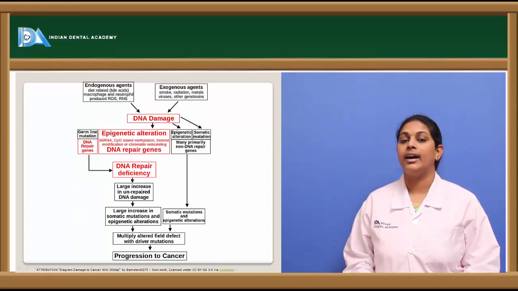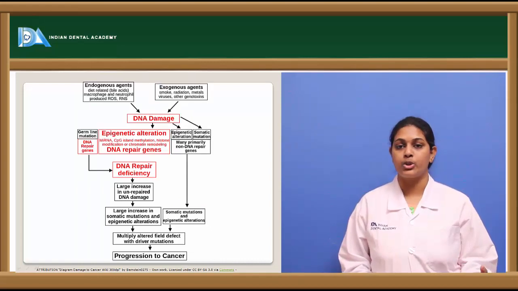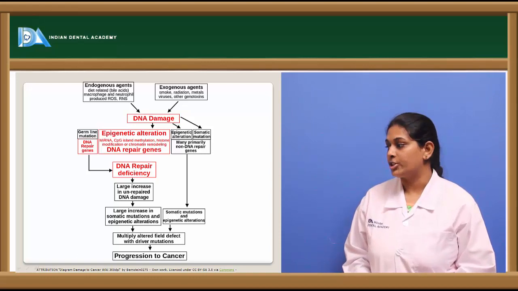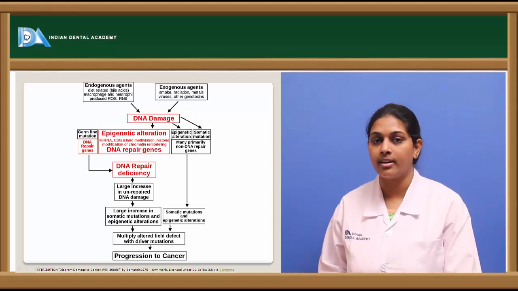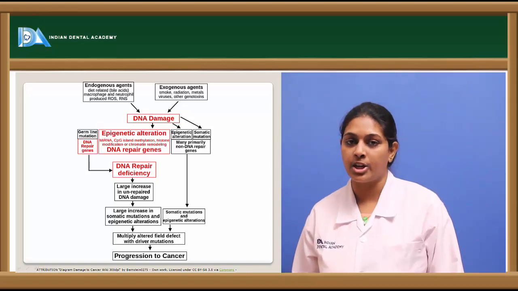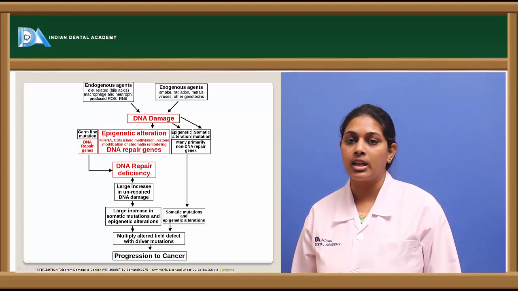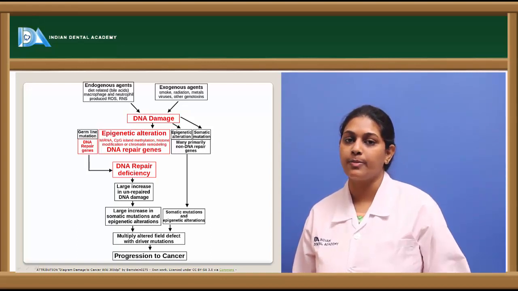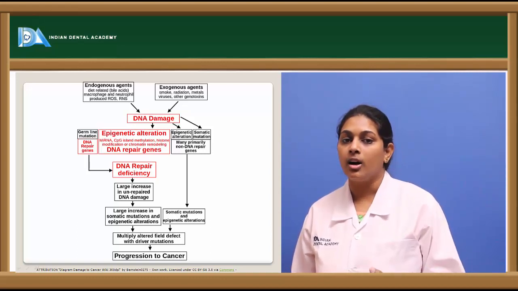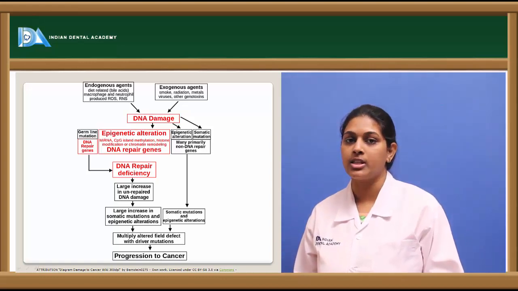A similar diagram shows that DNA damage occurs because of exposure to endogenous or exogenous agents, which could be directly related or indirectly related. Then this brings the epigenetic changes as well as the genetic changes, as already explained. This causes the DNA damage, and this DNA damage is carried to the progressing generations because of the lack of DNA repair.